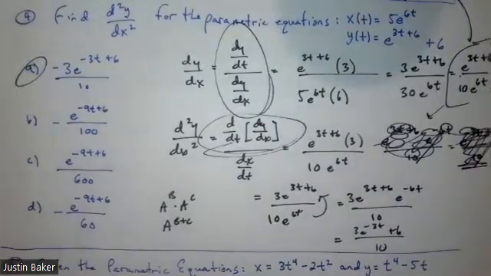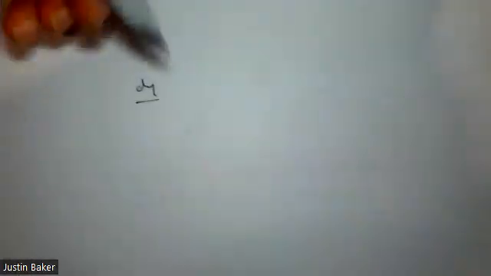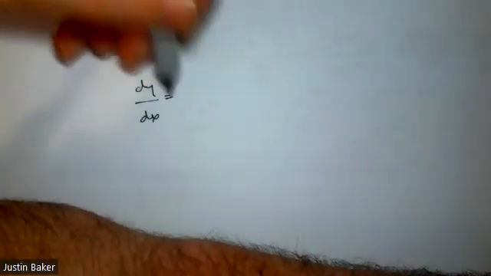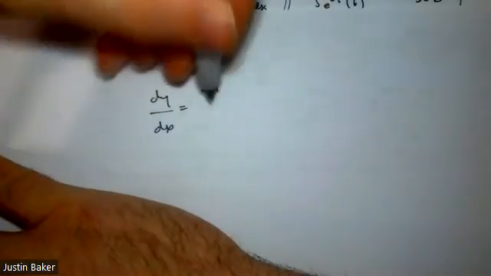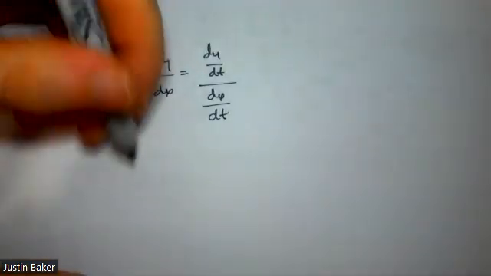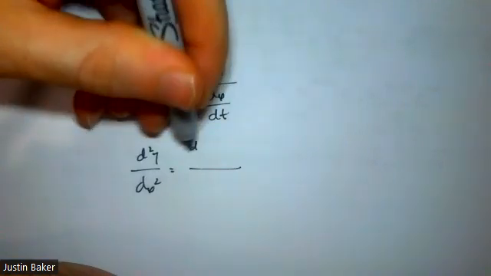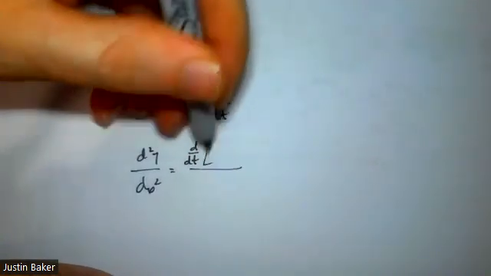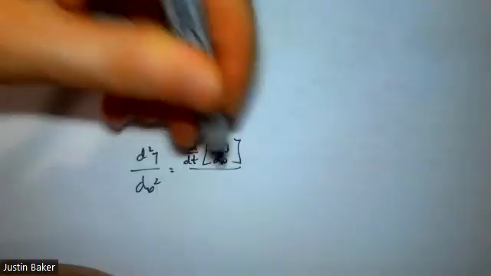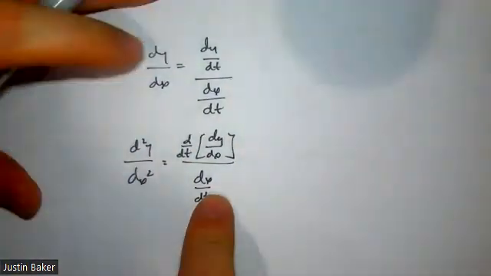I need a piece of paper. All right, hold on. The formula for this is dy/dx is equal to (dy/dt) over (dx/dt). And then the second derivative, d2y/dx squared, is equal to d/dt of dy/dx, over dx/dt. Reread what this says. We did this wrong.